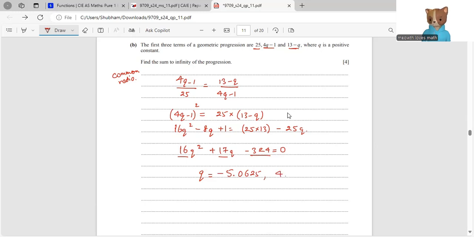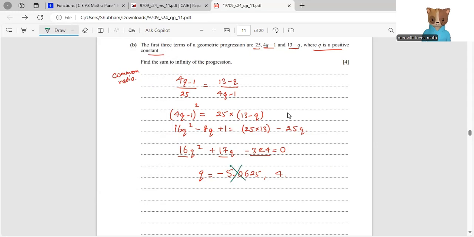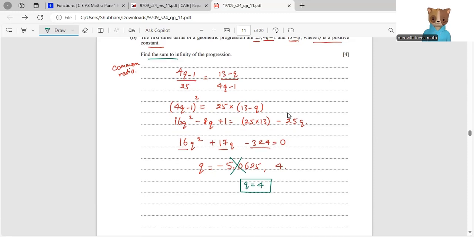Okay. So now we know that here q is a positive constant. So I can eliminate this negative root, this value. So q is equal to 4. This is what we got. Now we know q, and we have to find the sum to infinity in the progression. This you will get in the MF19 formula sheet, the formula for sum to infinity if you don't remember. Otherwise, it is a over 1 minus r.